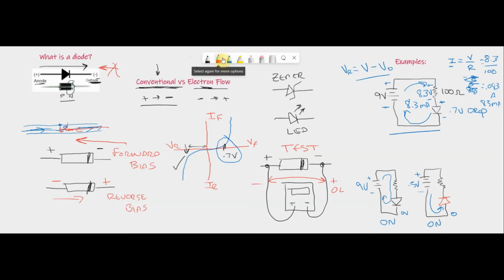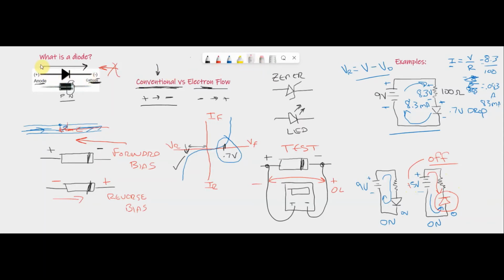But what if I make that plus 5 volts? Then I have a potential here that's higher than a potential here. The current flow is going to be this way, but we know it can't flow that way conventionally. So therefore, if that's positive 5, it's off. Okay? All right. So let's recap real quick.